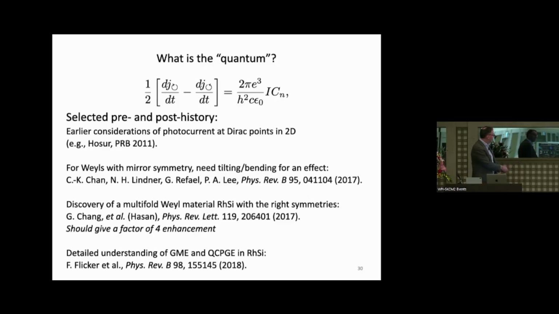And there is a nice paper by a bunch of youngish people figuring out how large would, in this new material, the quantized circular photogalvanic effect, this nonlinear effect, and the thing I talked about earlier, the gyrotropic magnetic effect, how large should those be, and maybe more directly measurable, what would their frequency dependence be in rhodium silicide? So at that point, people started trying to do an experiment.